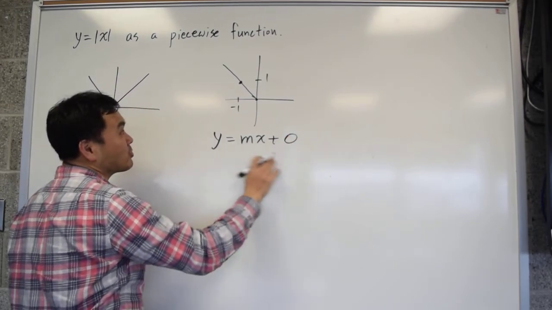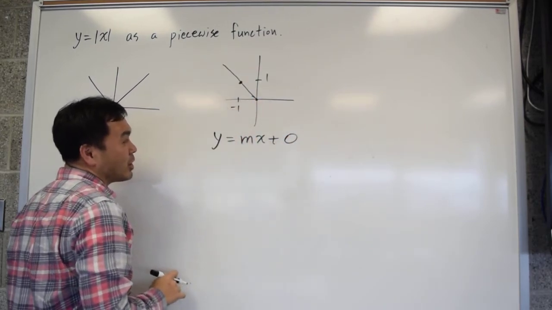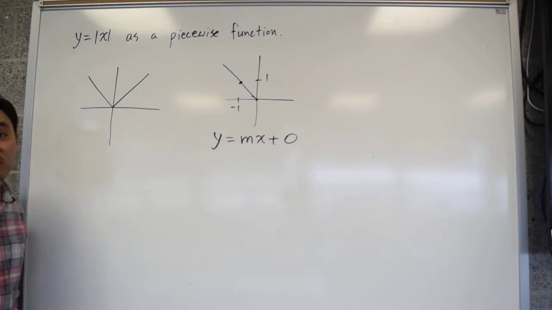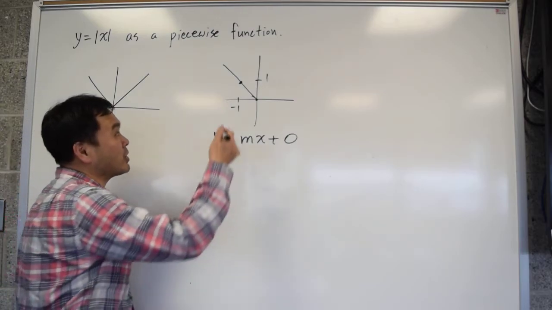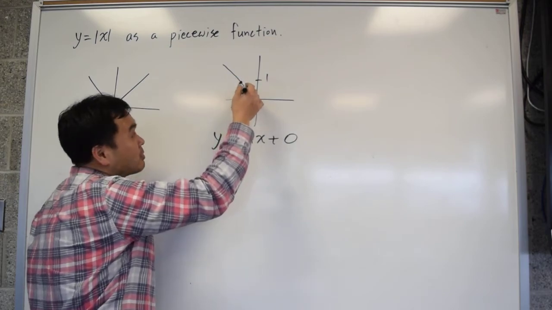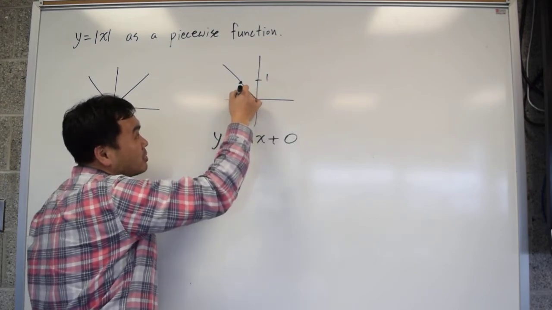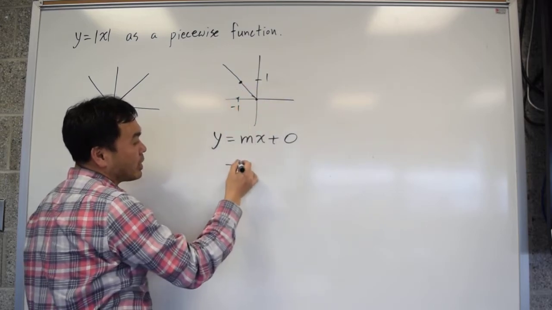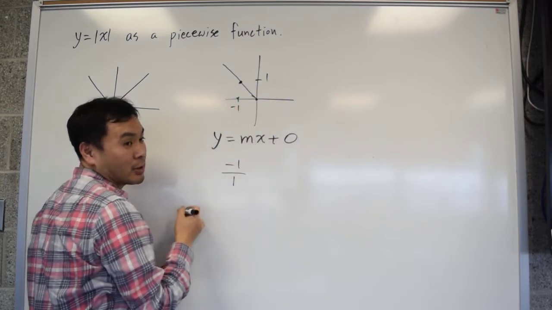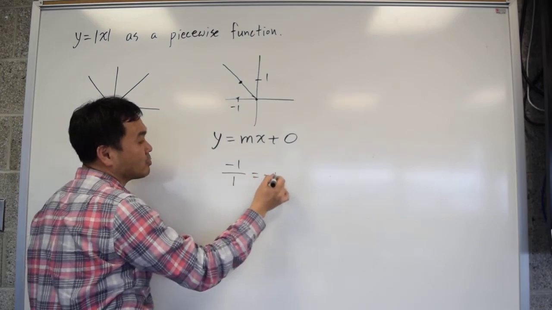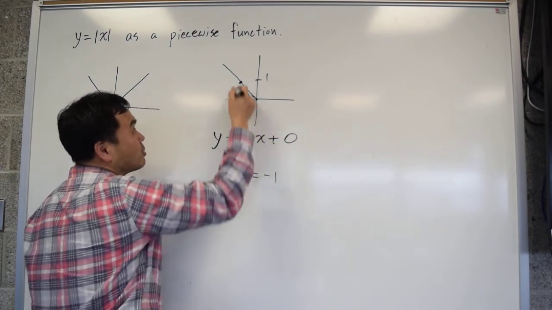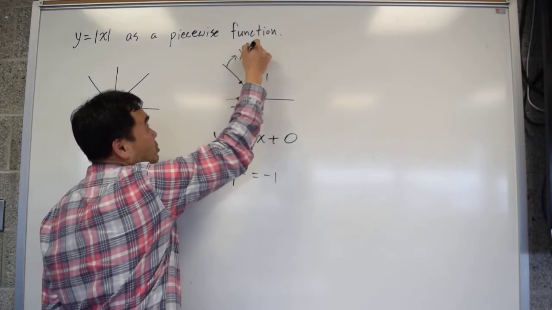So we almost found this equation. All we need to know is the m. What's m? It's the slope. Slope is what? Negative 1, right? Because you go down by 1. So rise is negative 1, and then run is 1. So rise over run is the slope, right? It's negative 1 over 1, so it's negative 1. So I know that the equation for this is y equals negative x.